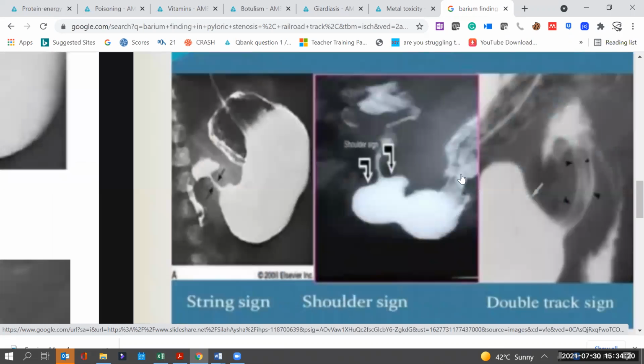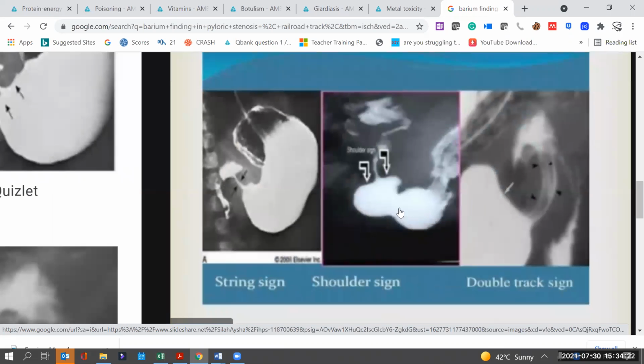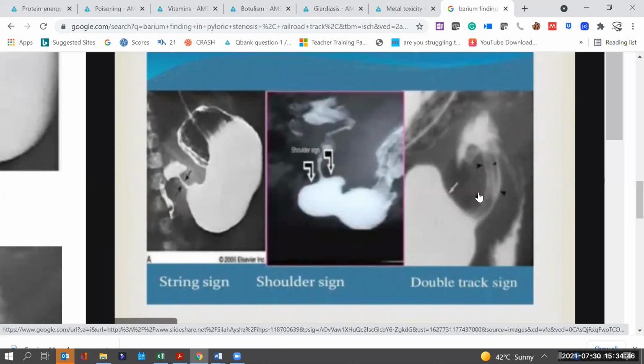And here you can imagine this one, the shoulder sign. Why are we saying shoulder sign? Because again the filling of the whole stomach is there. The string is there, the pyloric sphincter area, and then again this duodenum is here. So this one is a much broader area. That broader area they are comparing to a shoulder. So they are saying this is just like a shoulder, the broad area, and this is a string sign together. And this one you can see is a double track sign.